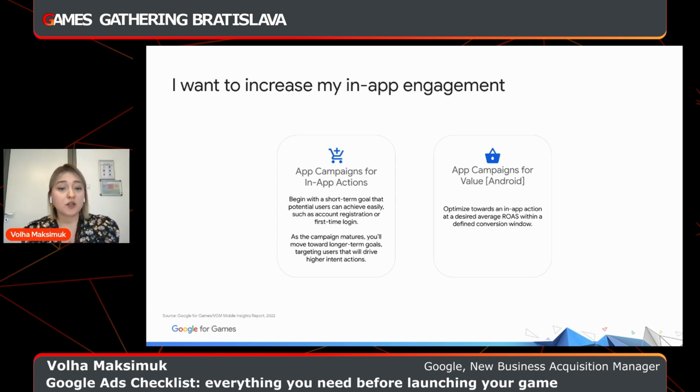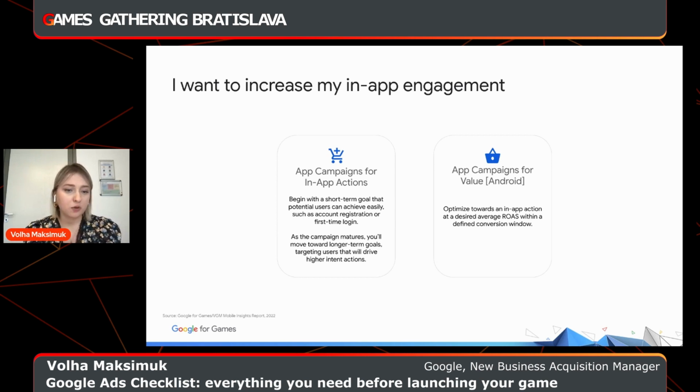And when it comes to app campaigns for value, this is a chance for you to optimize towards the in-app action at the desired return on ad spend within some kind of a conversion window. So it will be using also historical data to determine the probability of user actually completing your in-app event at the return on ad spend that you specified. This is a little bit of a more complicated type of a campaign, as it also has some prerequisites.